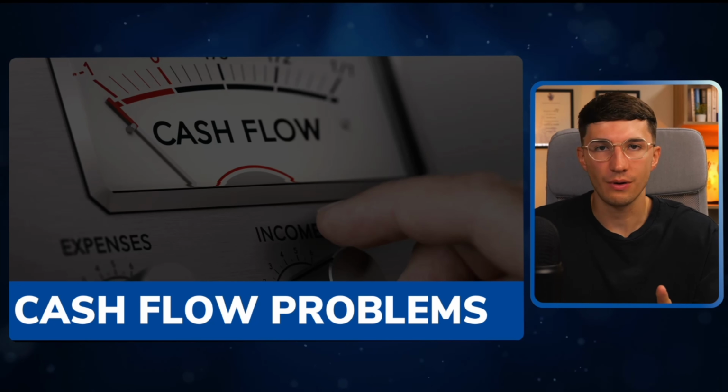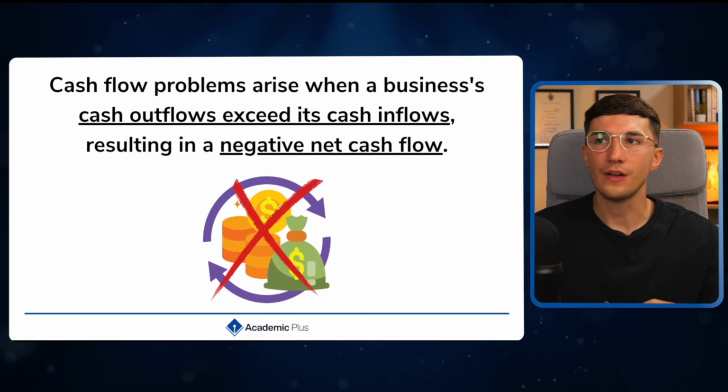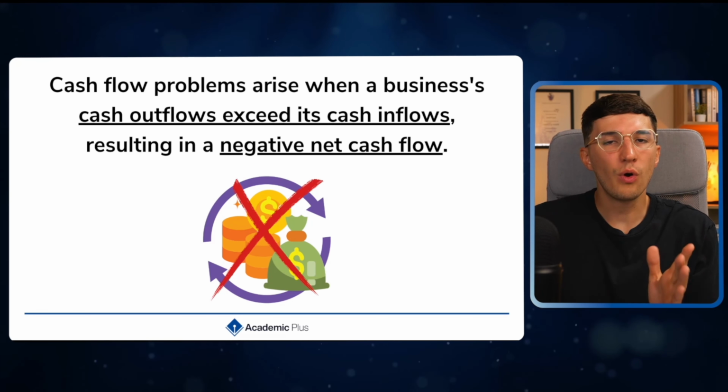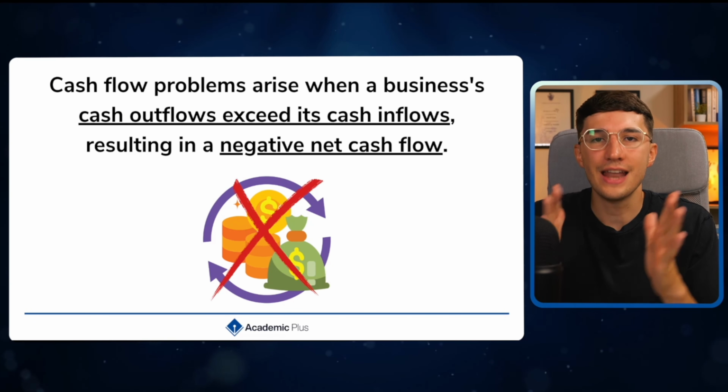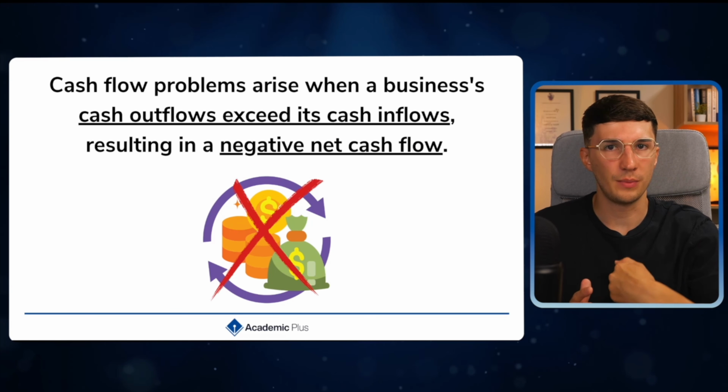The next thing that we need to do now in this video is how we start to use these cash flow forecasts to try and identify any problems with them. Now, when we tend to see cash flow problems start to occur is when your cash outflows begin to exceed your cash inflows. And what that ends up resulting in is a negative net cash flow. So you've got more money flowing out of the business than is coming into the business.